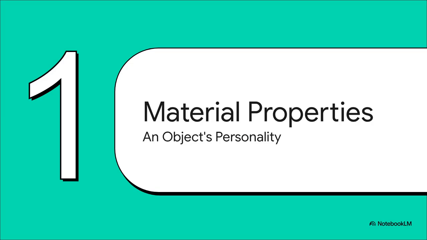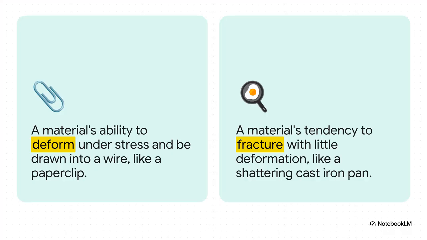Okay, first things first. When an engineer looks at a chunk of metal, they don't just see metal. They see a collection of properties, kind of like a unique personality that tells them exactly how that object is going to behave out in the real world. And this gets us right back to our paperclip and our pan. That paperclip, it's what we call ductile. It can stretch, it can deform, it can be pulled thin like taffy into a wire without breaking. But that cast iron, that's brittle. It fights against changing its shape. And when you push it too far, it doesn't bend, it breaks. Same material family, two totally different personalities.